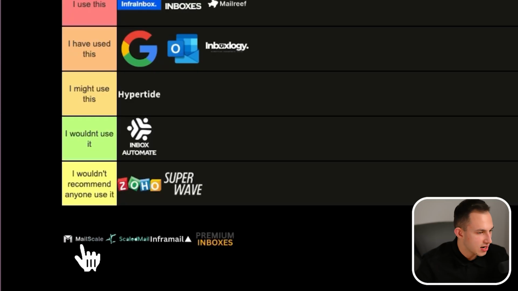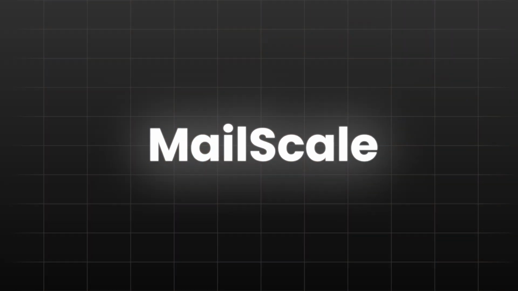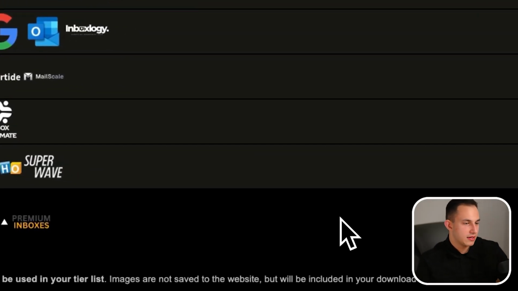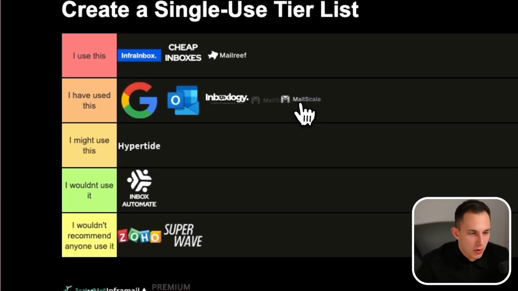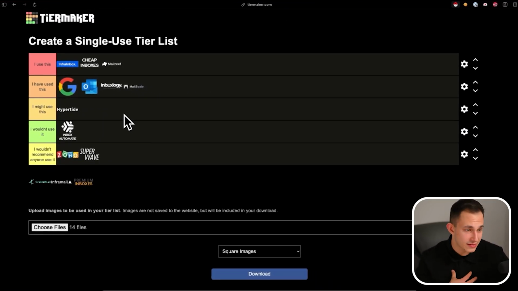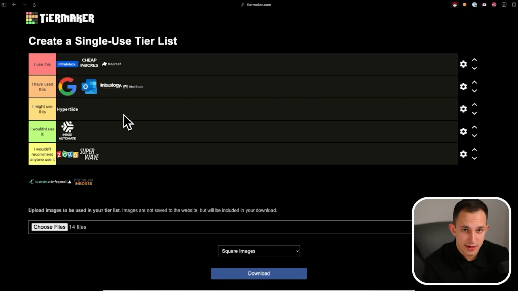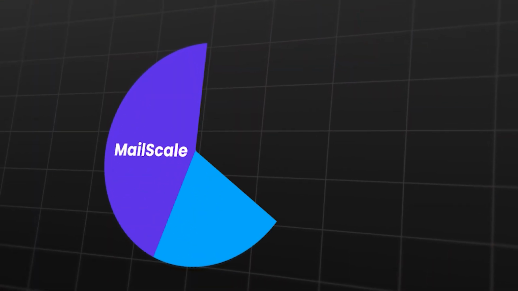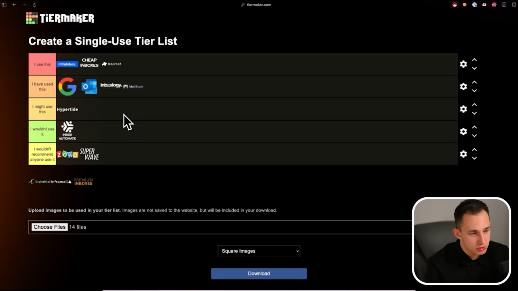But moving on. Now let's talk about Mailscale. Now, Mailscale, I'm going to go ahead and put in the "I might use this" category. Or honestly, I'll put them in the "I have used this" category, because I actually have used Mailscale in the past. I actually used to promote Mailscale at the time when private infrastructure was very new. I used Mailscale a lot actually. I think it was probably like 50% of my infrastructure at one point, and everything was going good.